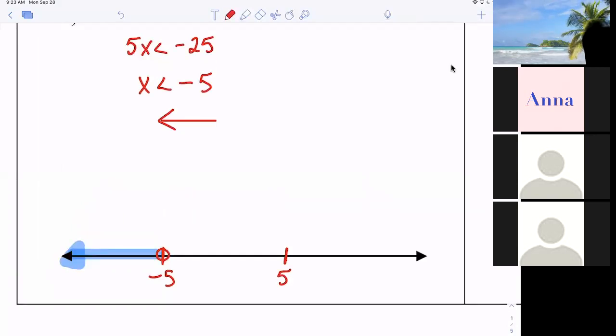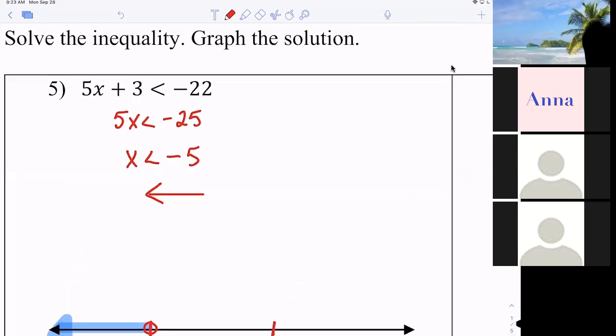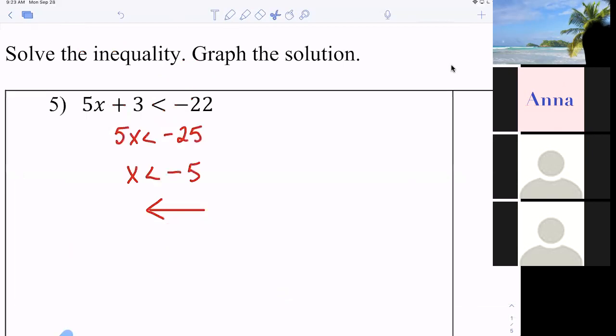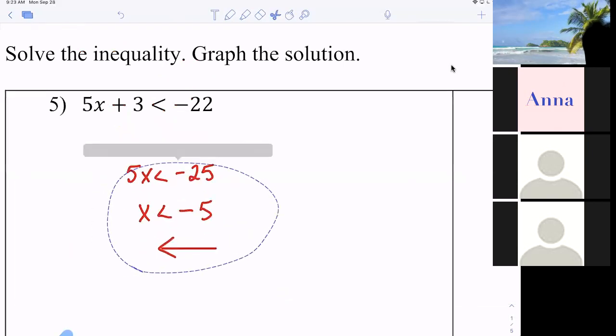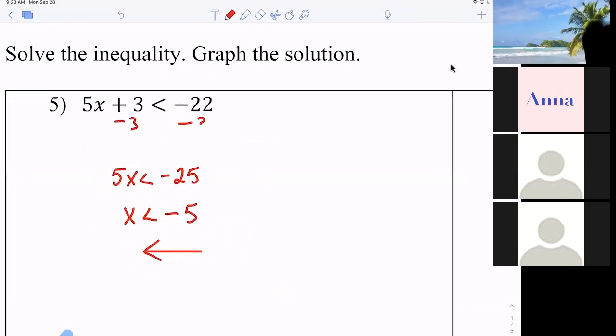All right, Ms. Cussel, what? So instead of doing minus 3, you do plus 3. Didn't we subtract 3 from both sides? Oh, yeah. Subtract 3, subtract 3.